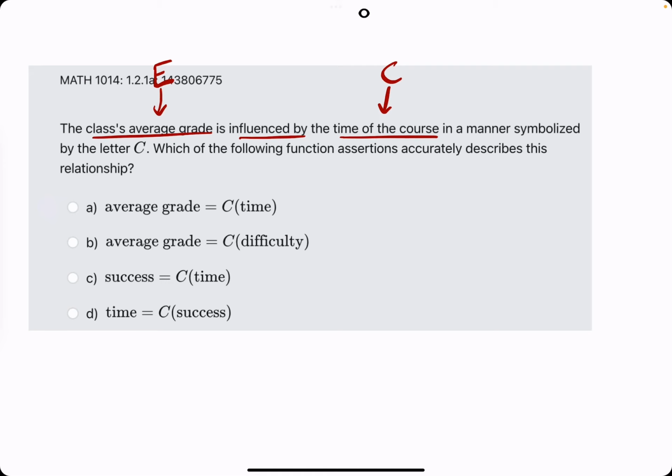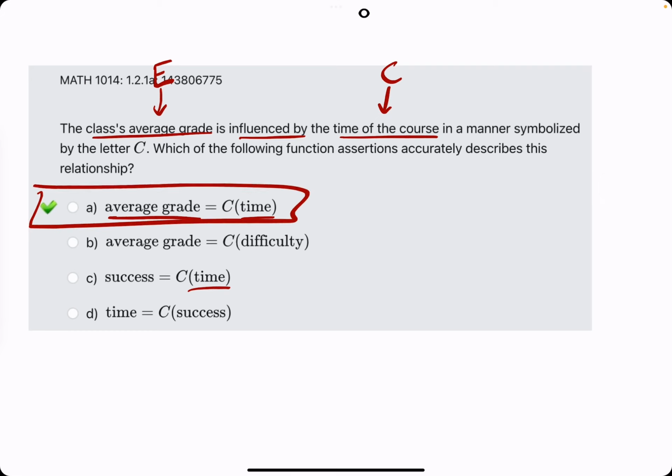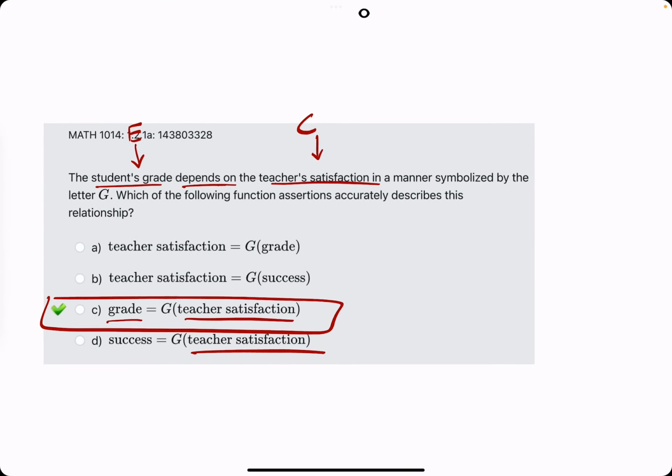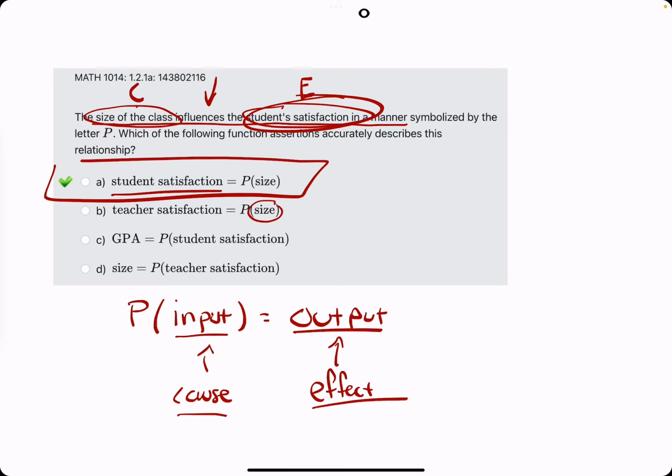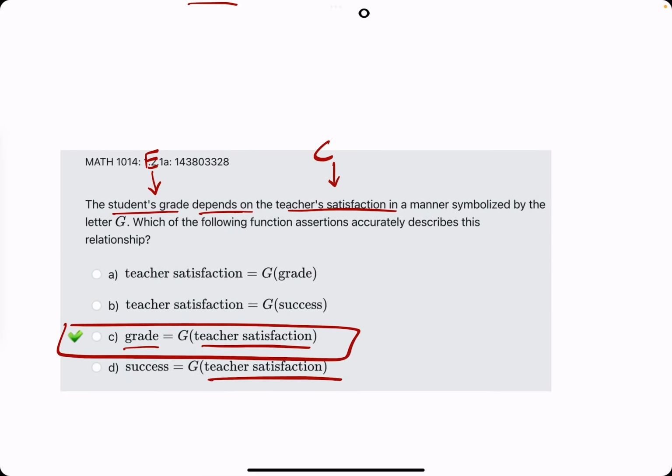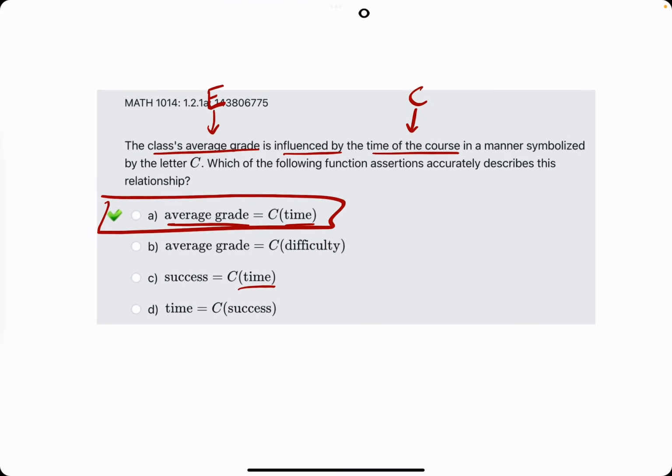Let me identify these now. So time of the course would be inside parentheses, because it's the cause, and then we want to see the average grade on the opposite side of the equal sign, and so that leads us to option A. Hope that makes sense. We had this one, that one, that one. Notice the middle connecting words are all different for each of these, so maybe use these as guides each time. All right.